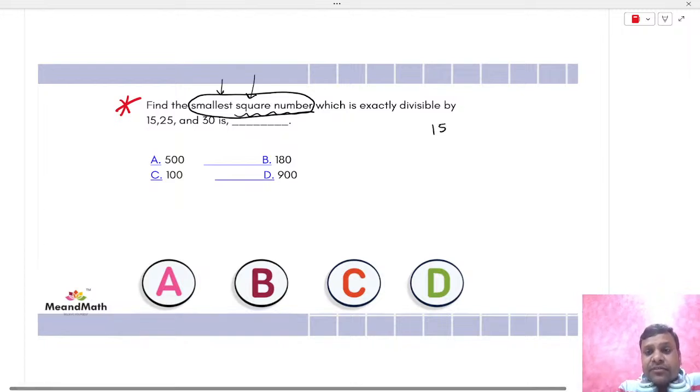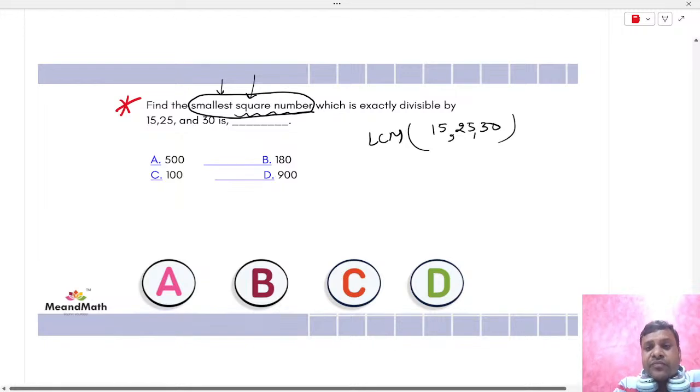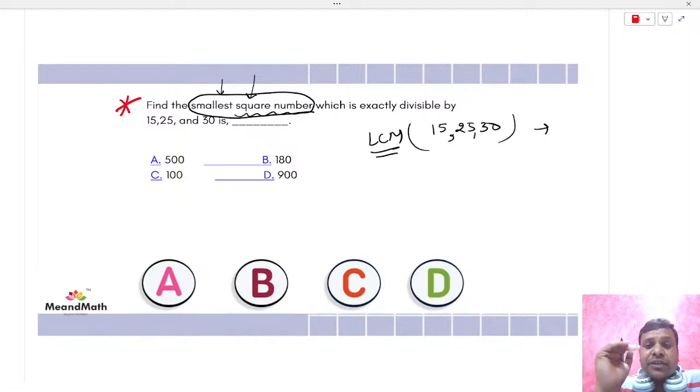So 15, 25 and 30. If I do the LCM, then this is the smallest number which is exactly divisible by 15, 25 and 30. So the LCM of 15, 25, 30 is divisible by all the three. Now we have to find out what the square will be. So first in this question we have to find the LCM here.